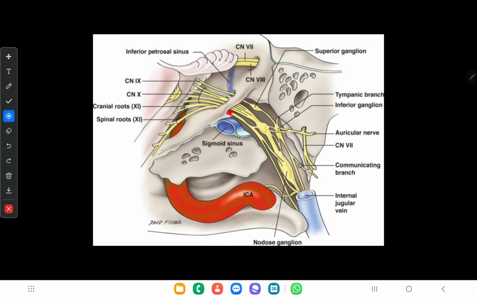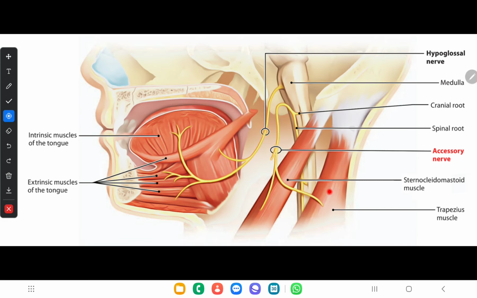Then it passes through the upper part of the carotid triangle and enters the substance of the sternocleidomastoid muscle. Here is the trapezius muscle and here is the sternocleidomastoid muscle. These two are the muscles supplied by this accessory nerve. You can see the branches given to the sternocleidomastoid muscle and the trapezius muscle.